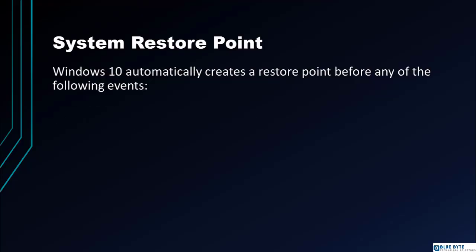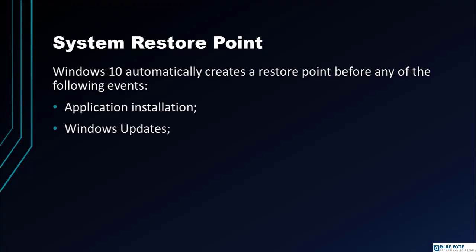Windows 10 automatically creates a restore point before any of the following events. Application installation. If the application installation causes system problems, you can restore the system to the state that precedes the installation. Windows updates. Windows 10 creates a restore point before an update is installed. So if the update causes some issues, and this happens sometimes, you can restore the system to a stable state.